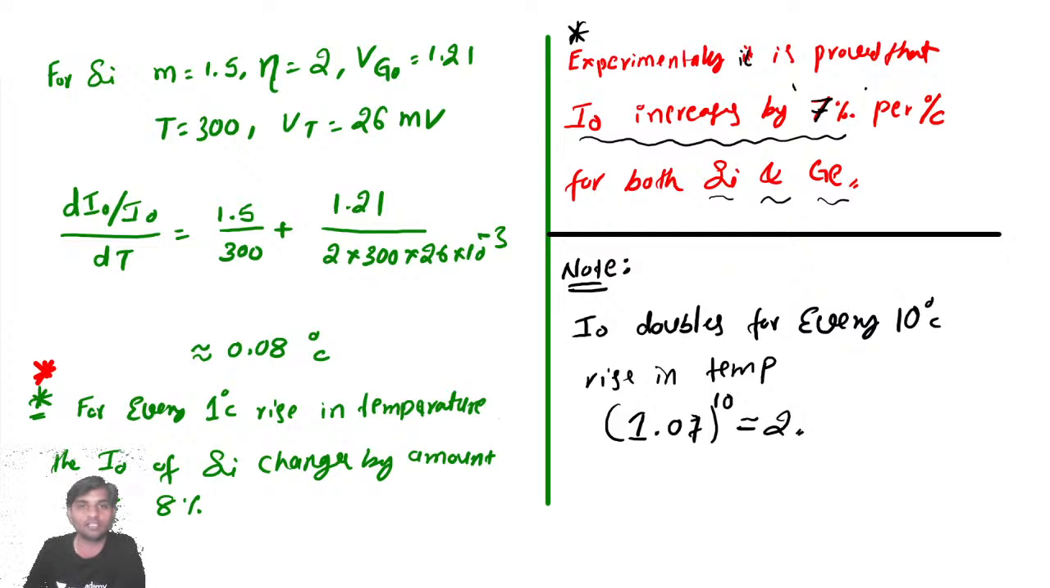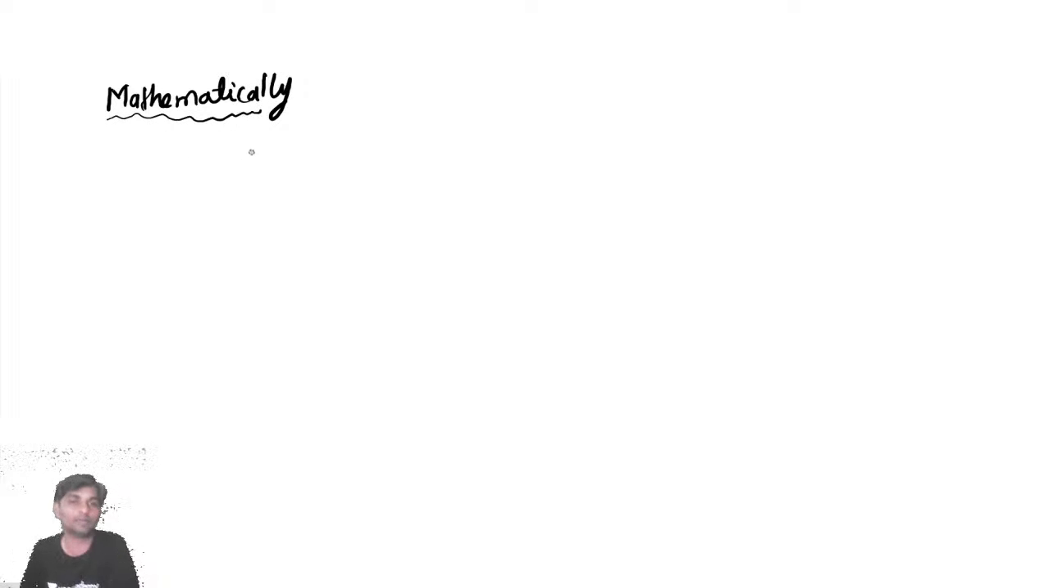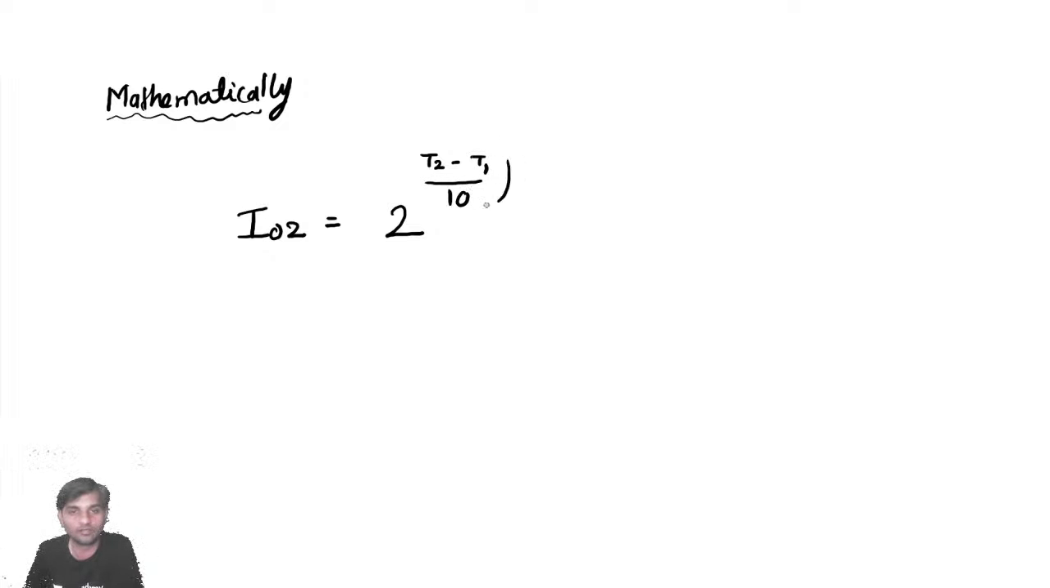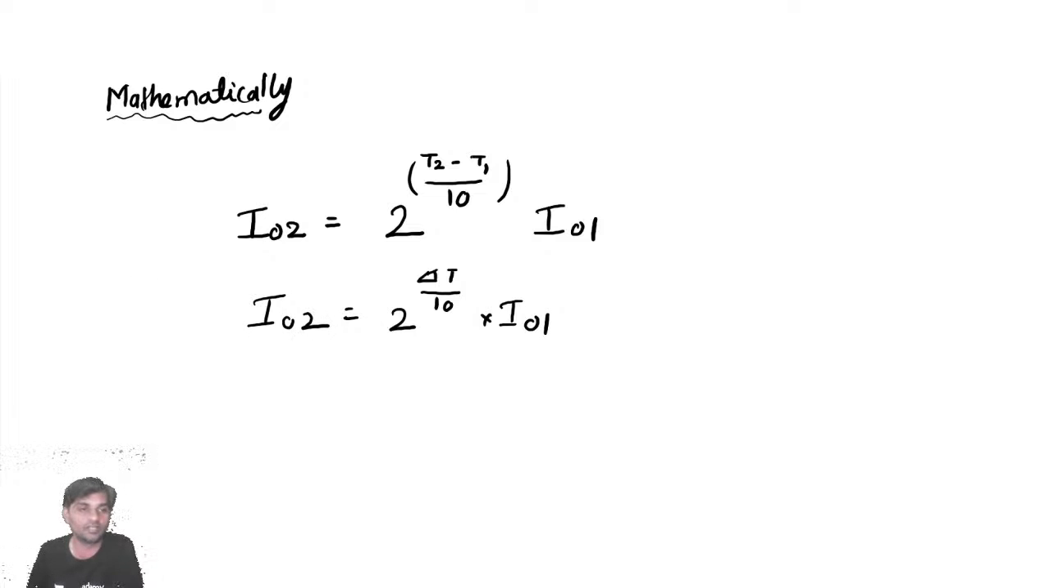So if you want to express it mathematically, the new reverse saturation current I02 is equal to 2 power (T2 minus T1) by 10 into I01, or you can write 2 power delta T by 10 into I01. This is I02, the new reverse saturation current.